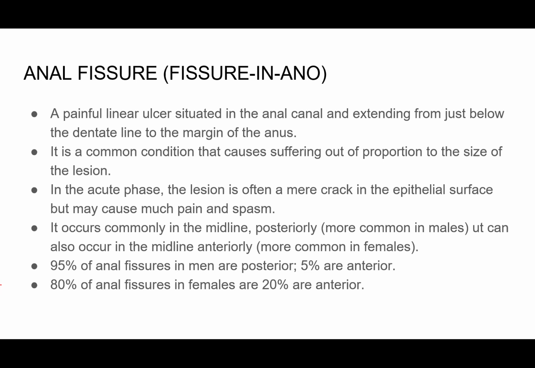It occurs commonly in the midline, commonly posteriorly because of the precarious blood supply in the posterior anal canal. It's commoner in males posteriorly, but it can occur anteriorly in the midline, and it's commoner anteriorly in females, usually due to difficult deliveries. So again, 95% of anal fissures in men are posterior, with 5% being anterior. Then 80% of anal fissures in females are anterior, while 20% are posterior.